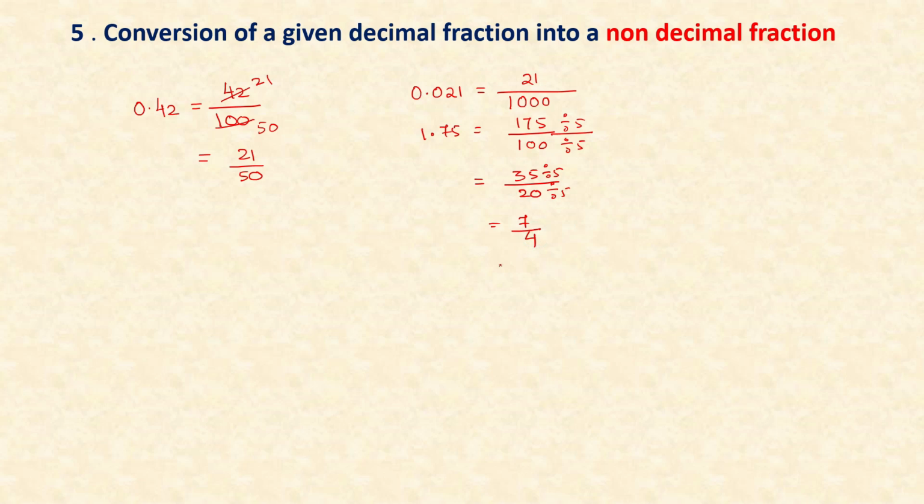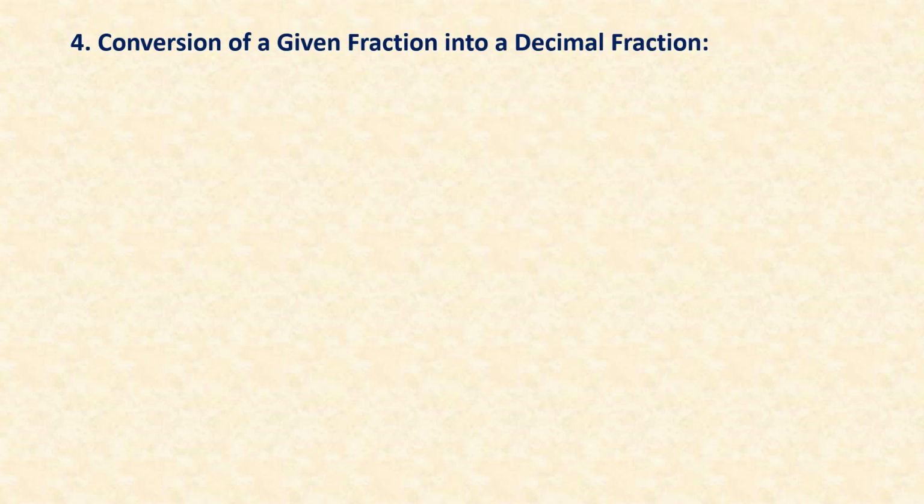As you know, this 7 by 4 I can write, if I divide 7 by 4, then I can say 4 ones are 4, then 3 is the remainder by 4. So 1 whole 3 by 4. So 1.75 we can write 1 whole 3 by 4. Let us know how to do the conversion of a given fraction into a decimal fraction.